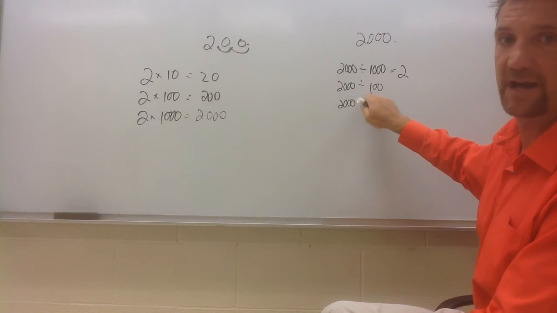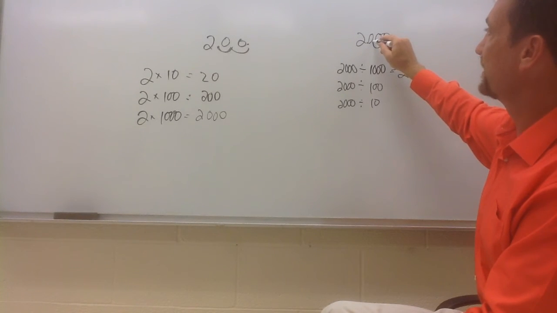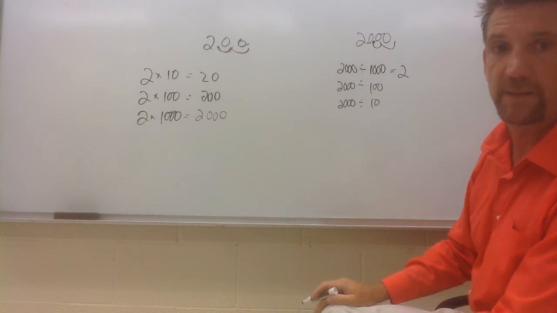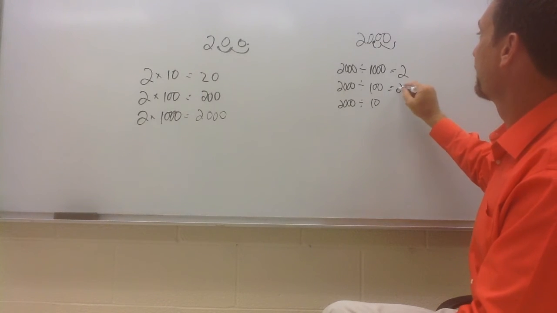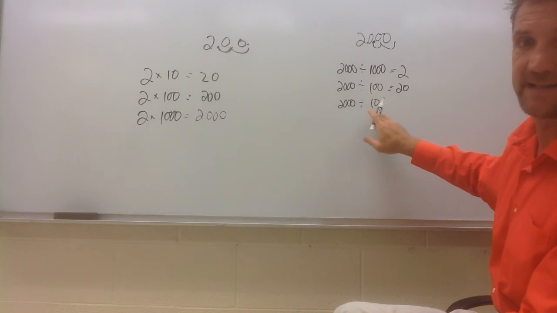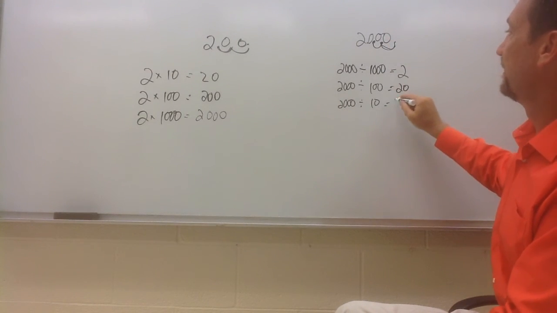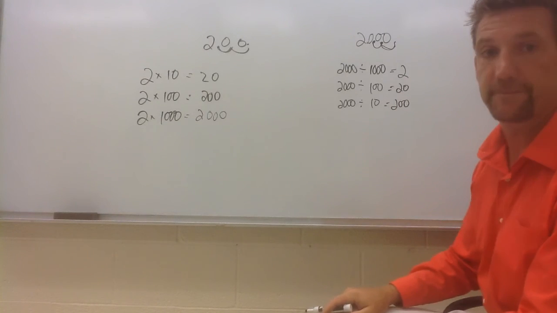2,000 divided by 100. We're going to move the decimal 1, 2 places, and we end up at 20. And 2,000 divided by 10. Move the decimal 1 place to the left, and you get 200.